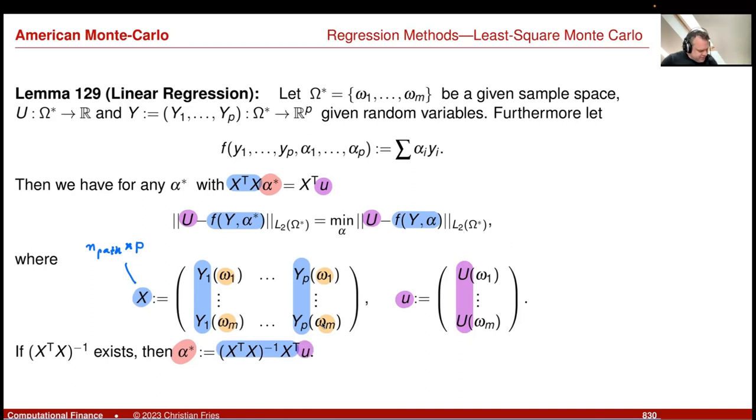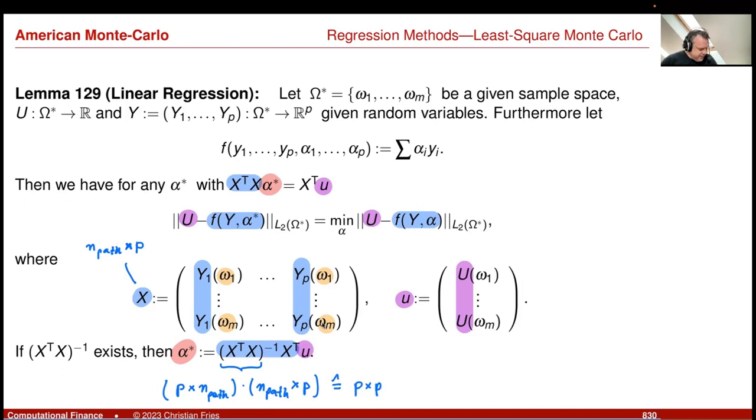So this looks as if you have to do huge matrix multiplications. But note here, the X transposed X inverse, this is a P times number of sample paths matrix multiplied with a number of sample paths times P matrix. So this is a P times P matrix. So this is a small matrix. If you just have five basis functions, say a polynomial up to order 4, 1, s, s squared, s cubed, s to the 4, five basis functions, then this is a 5 by 5 matrix, which you have to invert. So this inversion here is not very expensive.